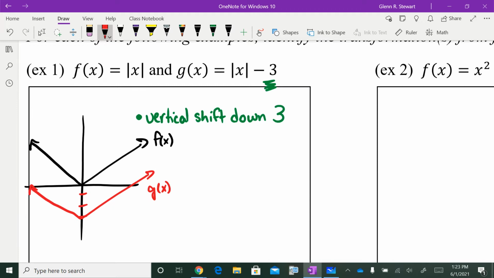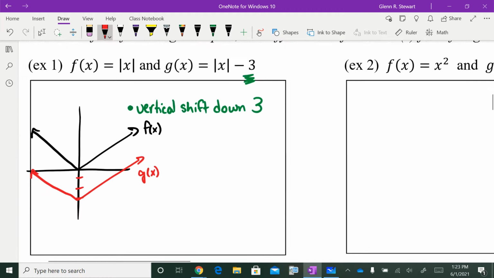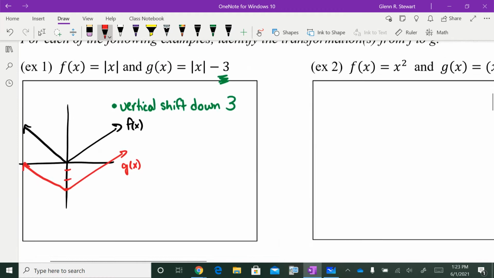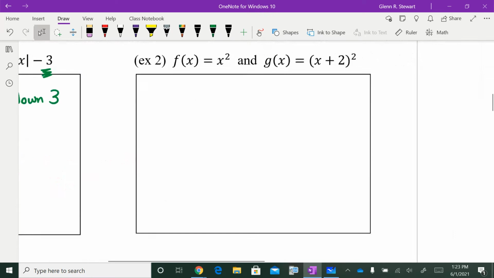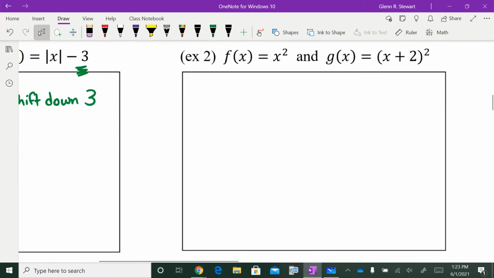So what I'm going to ask you to do is, for what's in green right there, tell me verbally or through whatever we're using what type of shift or movement you're going to have. Take a look at example number 2, for instance. Notice how this is different. The 2 is on the inside of the parentheses. This 2 would make this a horizontal shift.